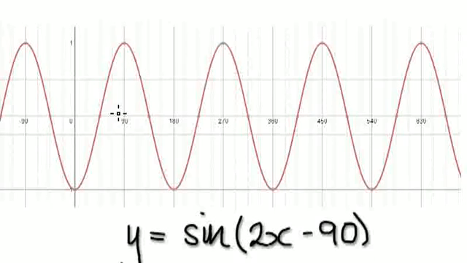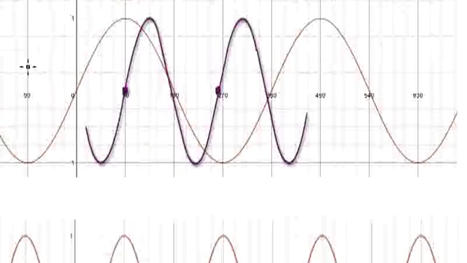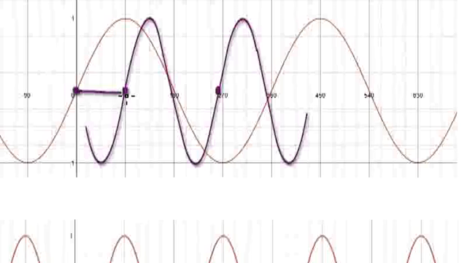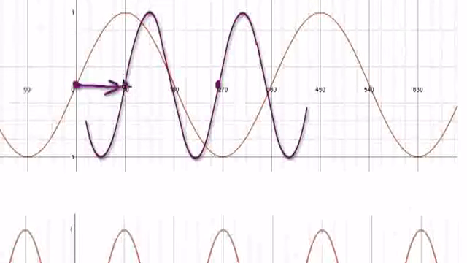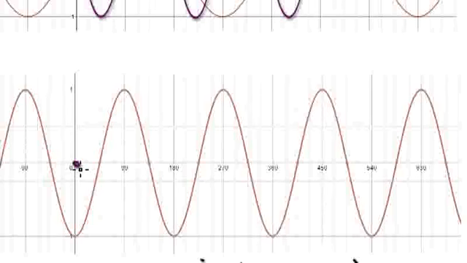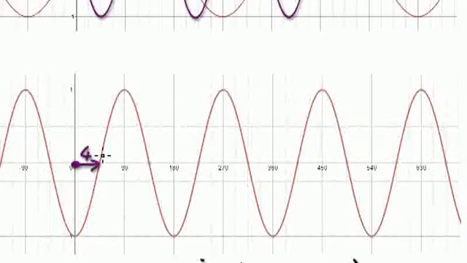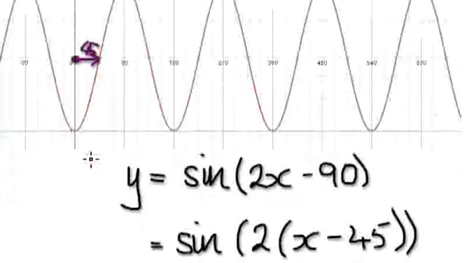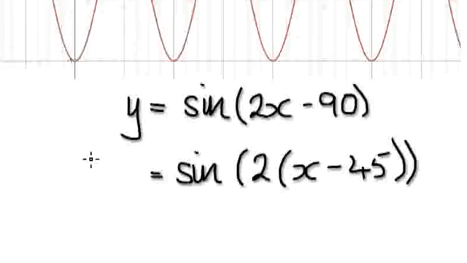If you look at our graph here, this point was here, and then it gets dragged across 90. But if you look at the true graph, it's at 0, and then it gets dragged to 45. And why 45? Why not 90? Let's try and understand this.